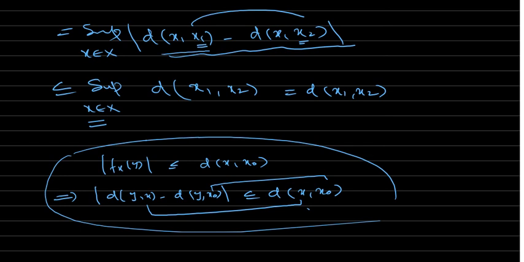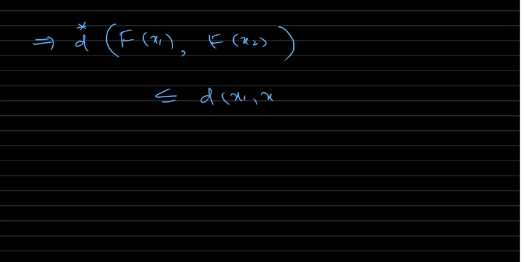So what we obtain: the distance between the image points is always less or equal, sorry, it's not a difference here, it's a distance between the points, so it's less or equal to the distance between x1 and x2. But you want equality, you want isometry. This is an upper bound. We will prove that there is a point where the supremum is attained, where equality holds. So we conclude an equality. The supremum is less or equal to this, but we will show that the supremum is attained at some point.